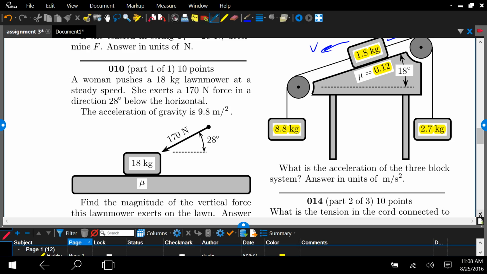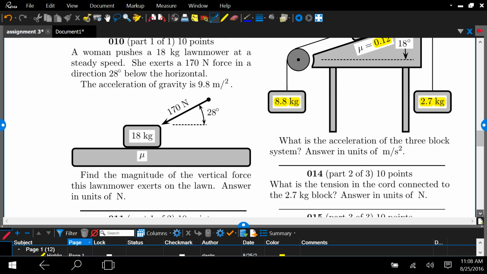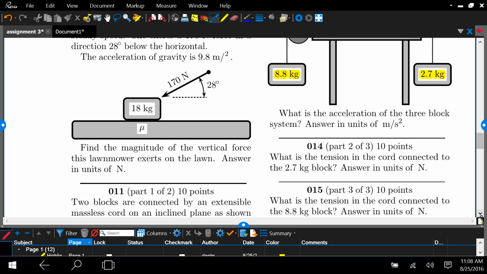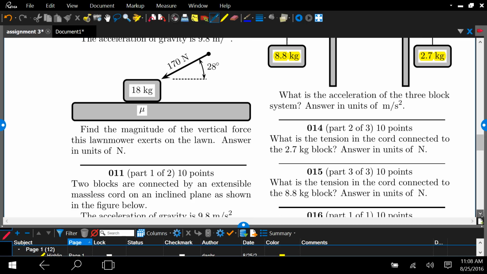First off, they want to find the acceleration of the whole system. Then they want to know what the tension is connected to the block on the right. Then lastly, what is the tension connected to the block on the left? Okay, this is pretty complicated.